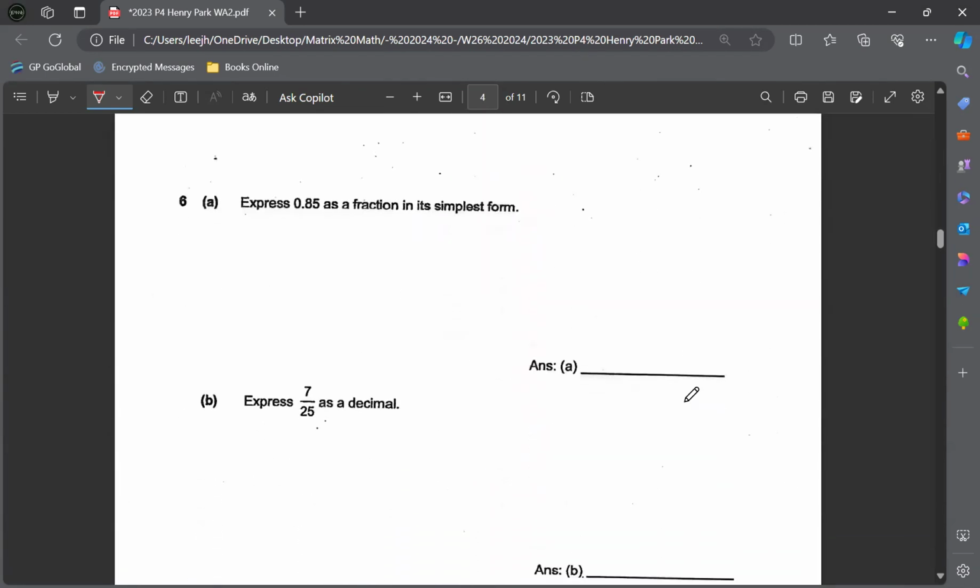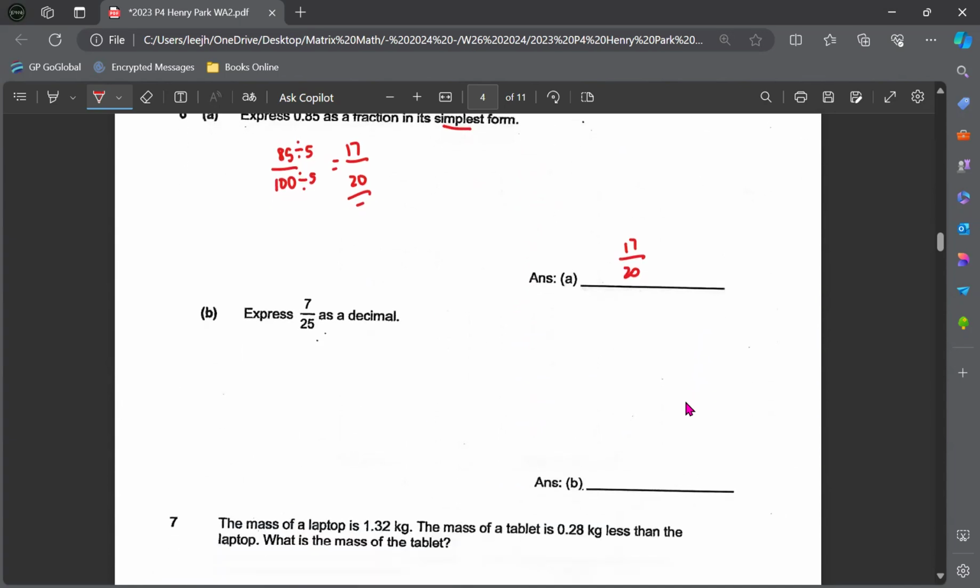Okay, question 6. Express 0.85 as a fraction in the simplest form. So 0.85 is 85 hundredths. Expressed as a fraction is 85 over 100. You need to simplify, which means you need to divide. You know that these two numbers can only be divided by 5. 17 over 20 is your answer. 17 over 20. Cannot simplify anymore.